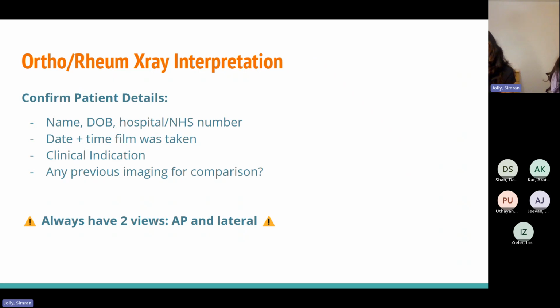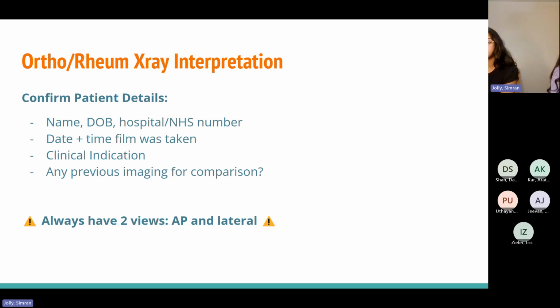Okay, so now moving on to ortho X-rays. Like with any interpretation, just make sure you start with patient details. I don't think I need to say it again. Just make sure you cover these things first, and it gives you time to look at the X-rays and collect your thoughts before rushing into it.